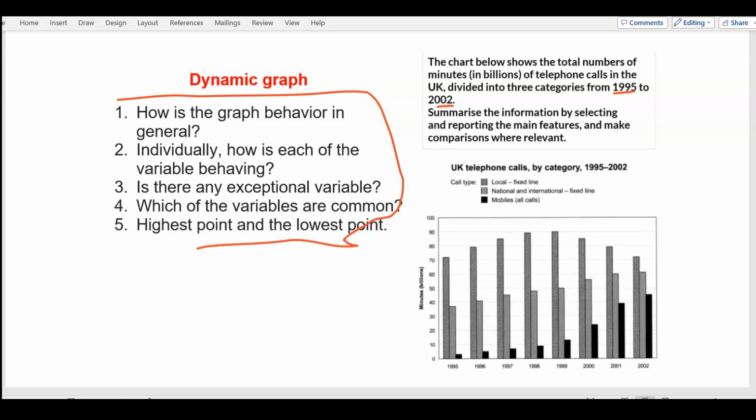How is the graph behaving in general? How are the individual graphs behaving? Then we look at whether there is any exceptional trend, which of the variables are common, and then we look at the highest and then the lowest point. All right, so let's assess it one after the other.